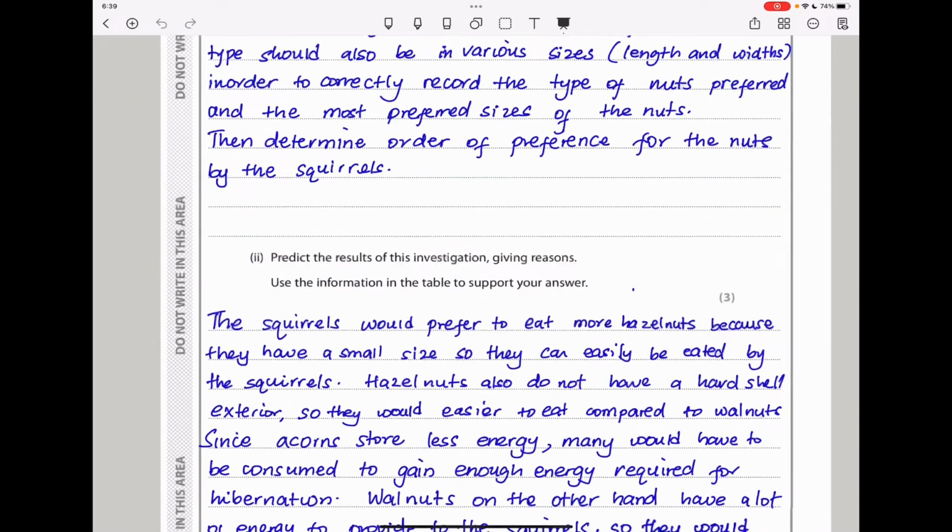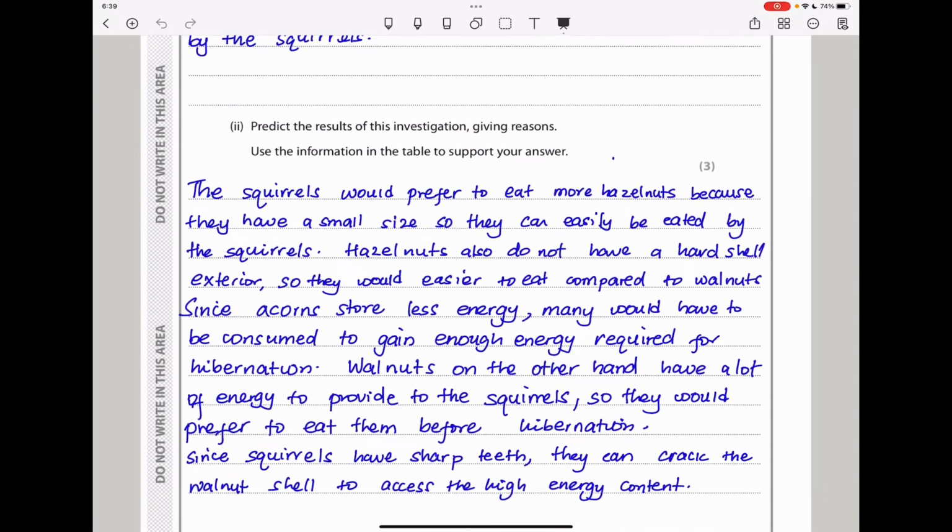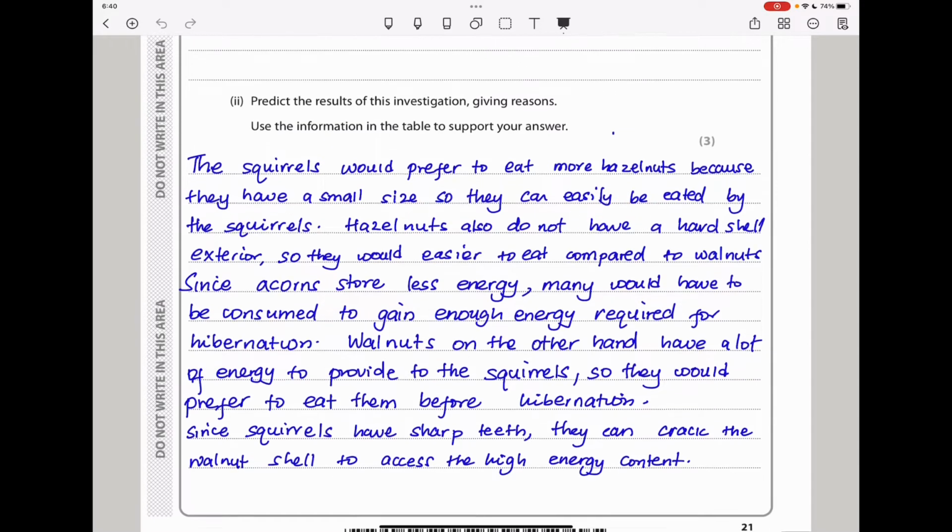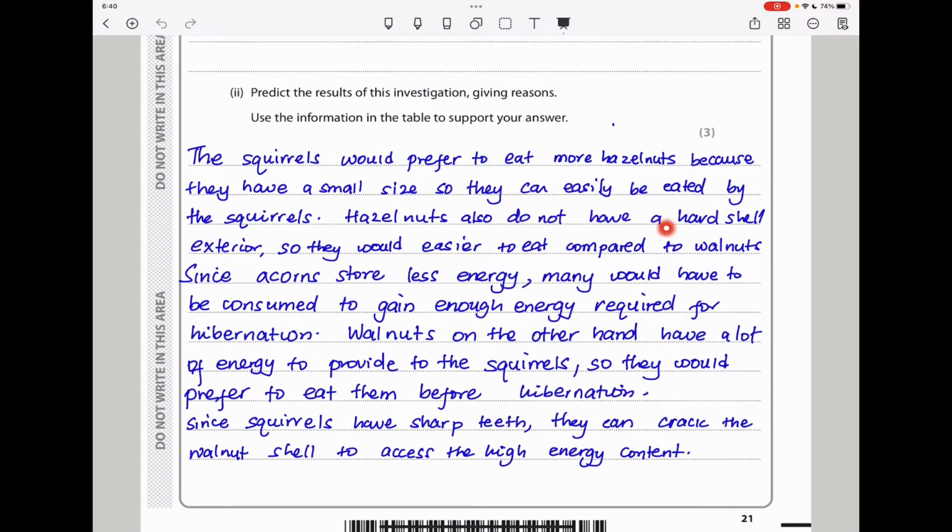So let's begin answering this. I say the squirrels would prefer to eat more hazelnuts because they have a small size, so they can easily be eaten by the squirrels themselves. Hazelnuts also do not have a hard shell or hard shell exterior, so they will more easily eat them compared to the walnuts.